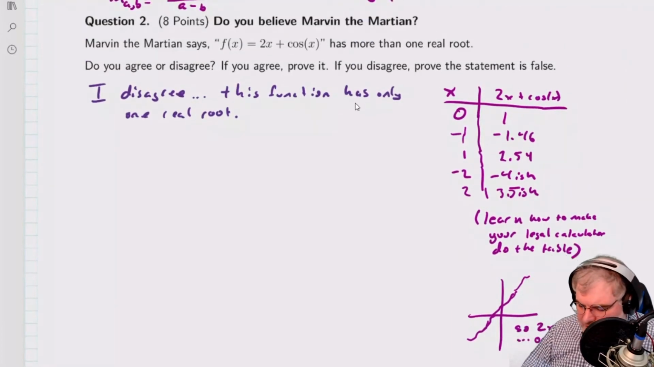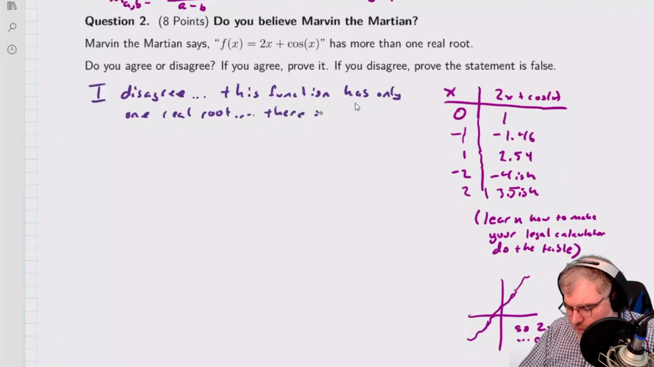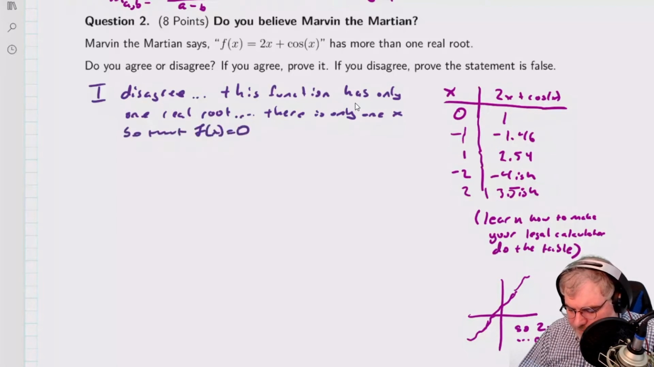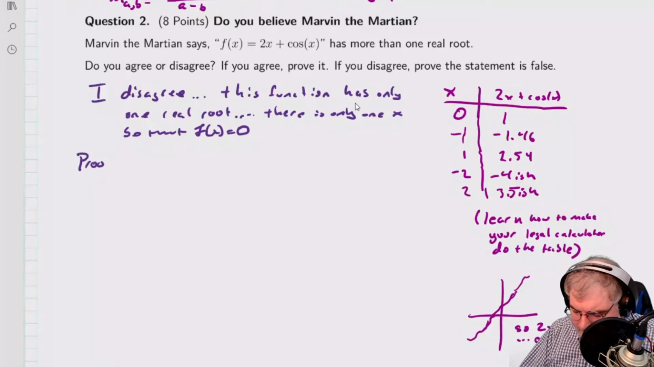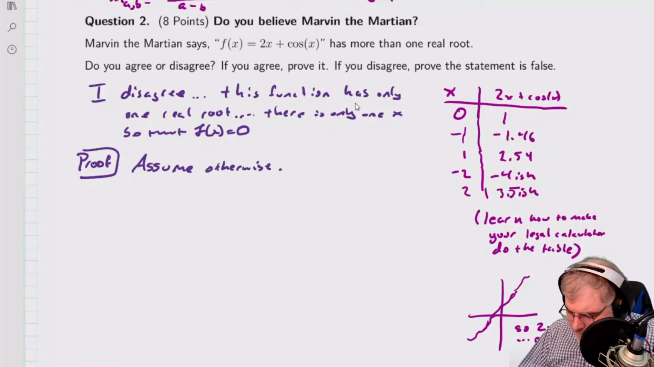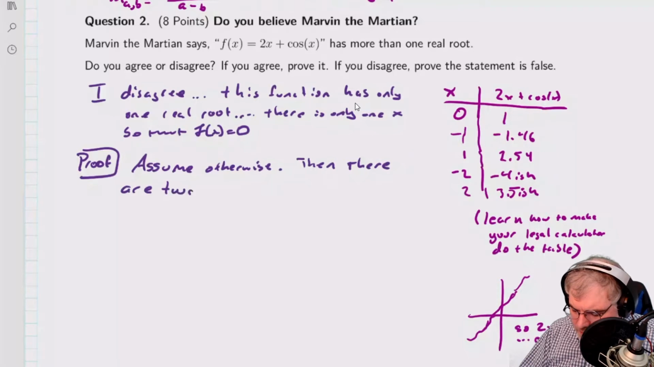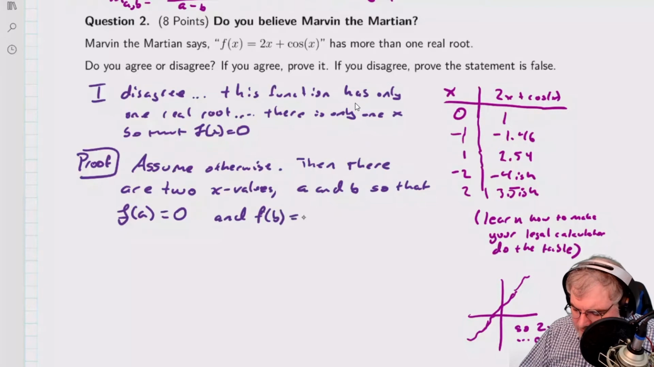So what I'm going to do is I'm going to say this function only has one real root. There is only one x so that f of x equals 0. Okay? Proof. Assume otherwise. Then there are two x values, a and b, so that f of a equals 0 and f of b equals 0.